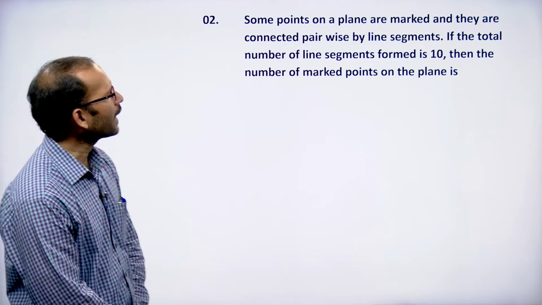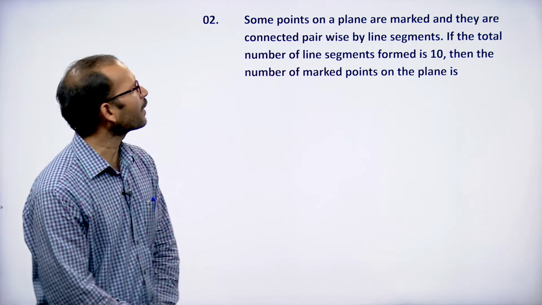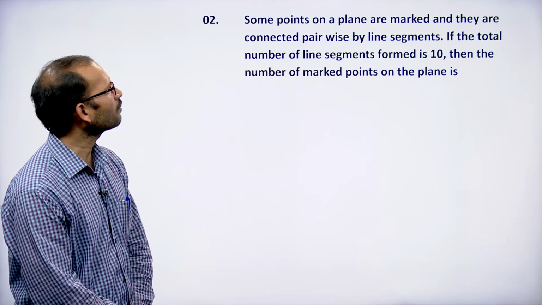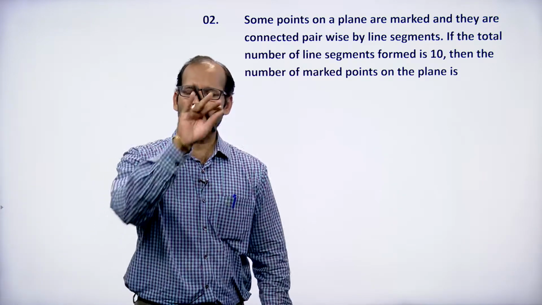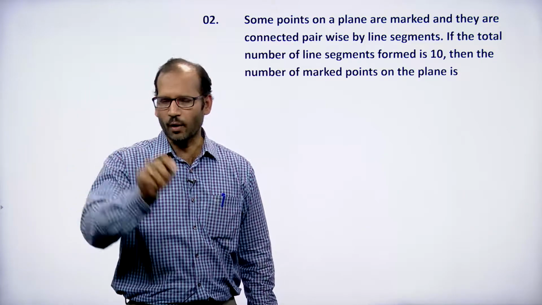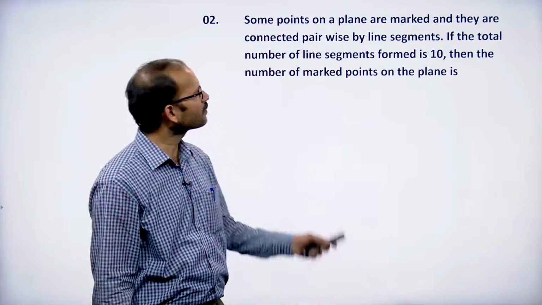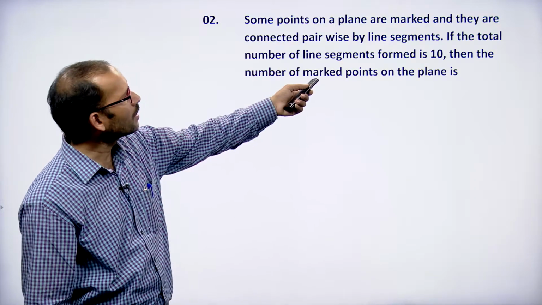Some points on a plane are marked and they are connected pairwise by line segments. If the total number of line segments formed is 10, then the number of marked points on the plane is. There are some points on the plane and we join them to form line segments. That is what they mean by connected pairwise by line segments.